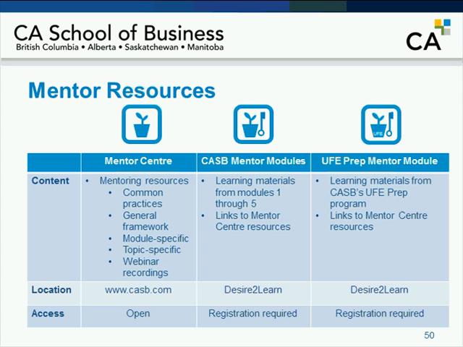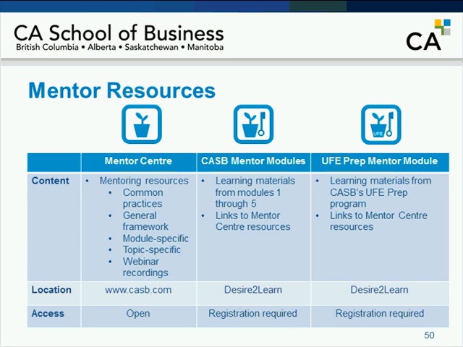So then we have the two different types of mentor modules. The CASB mentor modules contain all of the learning materials from modules 1 through 5. So this would basically be providing mentors with access to the same materials that students are engaging with while they're making their way through the CASB modules. And they contain links to some of the relevant Mentor Center resources as well. So the CASB mentor modules are housed in Desire to Learn, which is CASB's learning management system. And because of that, you do have to register to gain access to those modules.